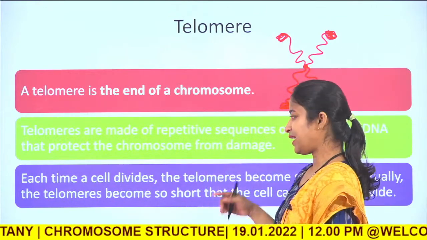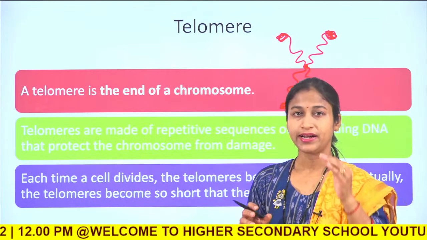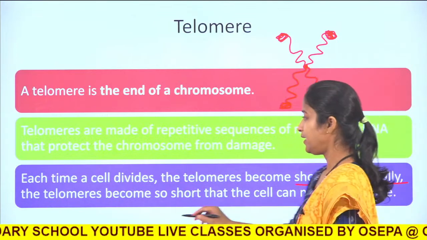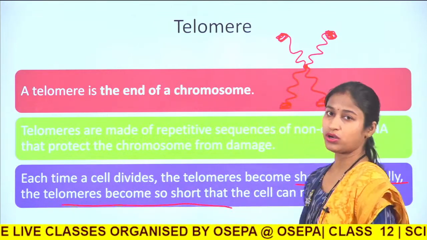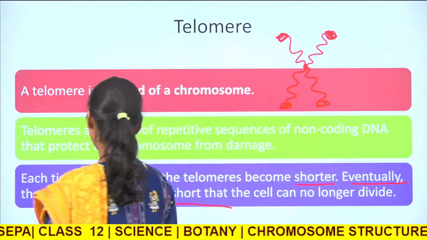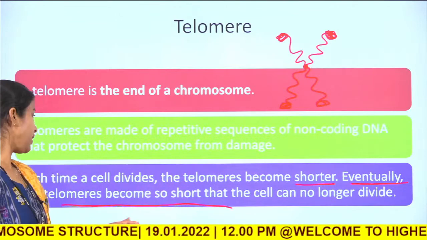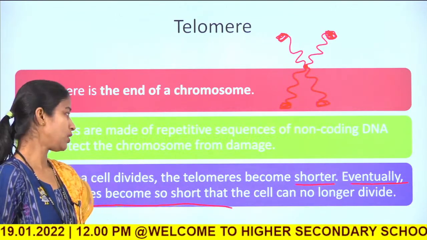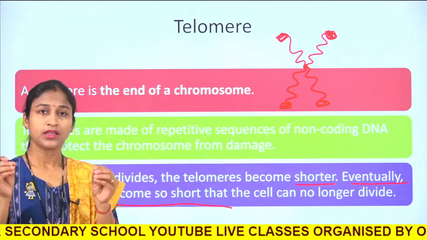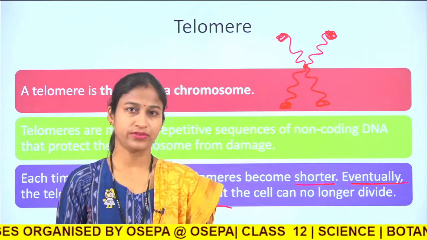So each time a cell divides, this is very important. Each time a cell divides, the telomeric end becomes shorter, and eventually the telomeres become so short that further cell division cannot happen. Once again, each time a cell divides, the telomeres become shorter. Eventually the telomeres become so short that the cell can no longer divide. That means division after division, the telomeres get shorter and shorter, and further no division can occur.